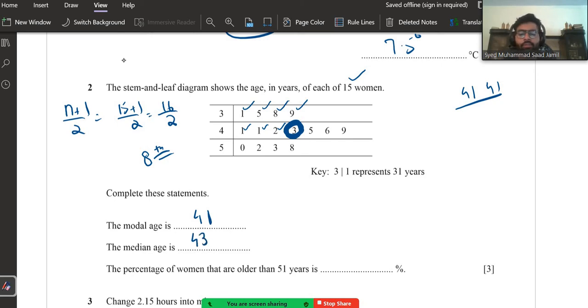The percentage of women that are older than 51. So look, older than 51 basically means 52, 53, 58. There are 3 women which are older than 51. So 3 upon 15 multiply by 100, and that will give you the answer, which is 20%. So that's how you're done with the first 2 questions.